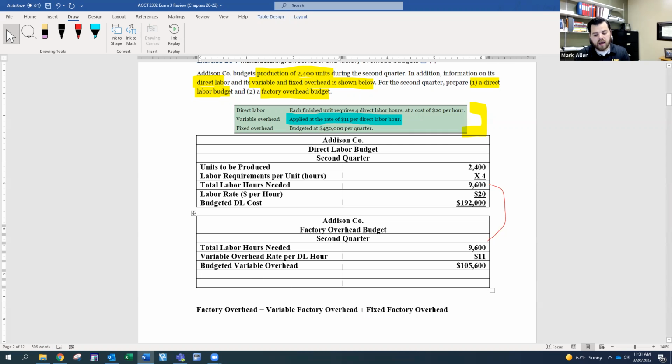So we're now going to add in our budgeted fixed overhead. That will be $450,000. And once again, that is just given to us right there. This gives us our budgeted total overhead, $555,600. And with that, we are officially done with this problem.